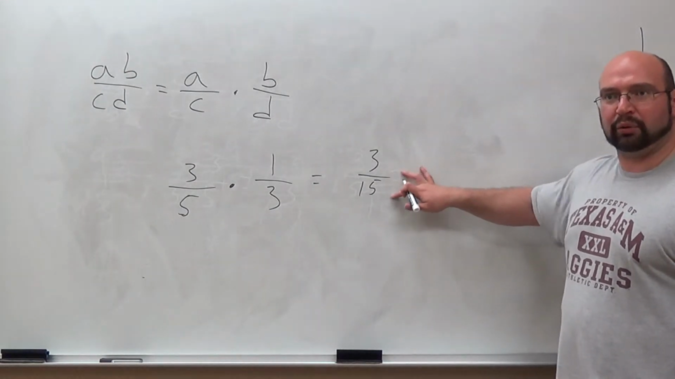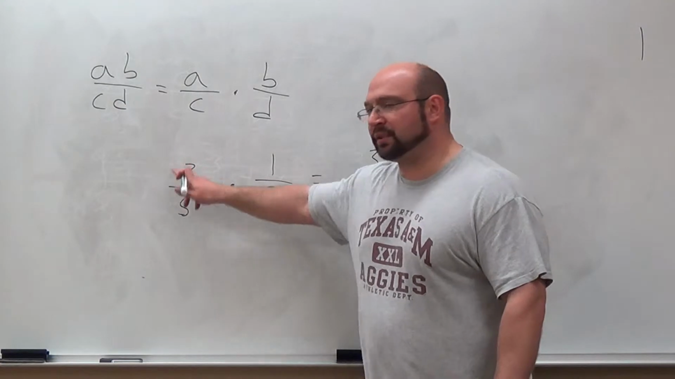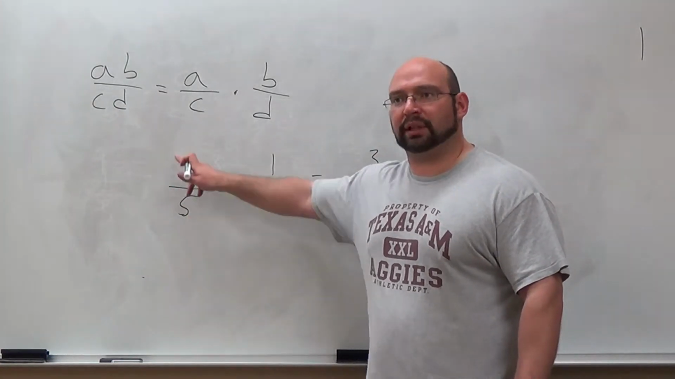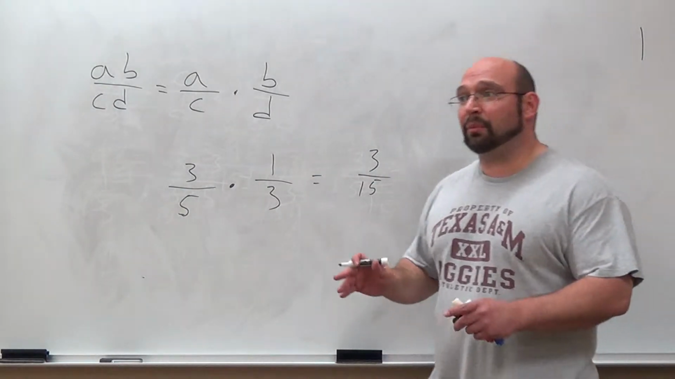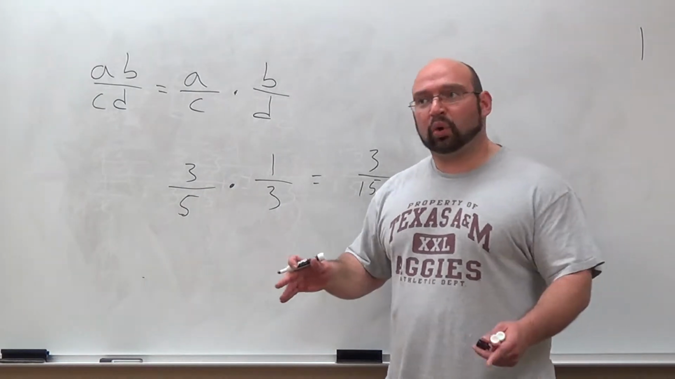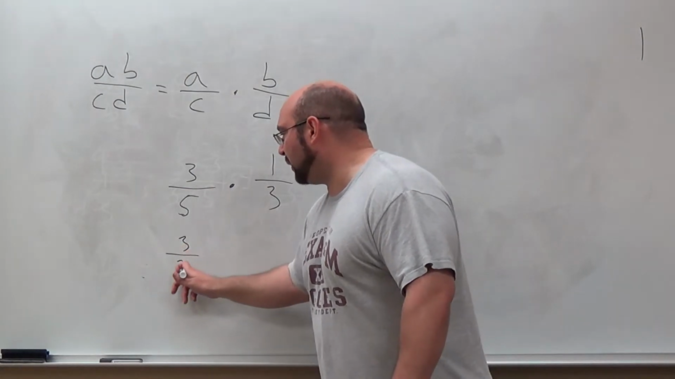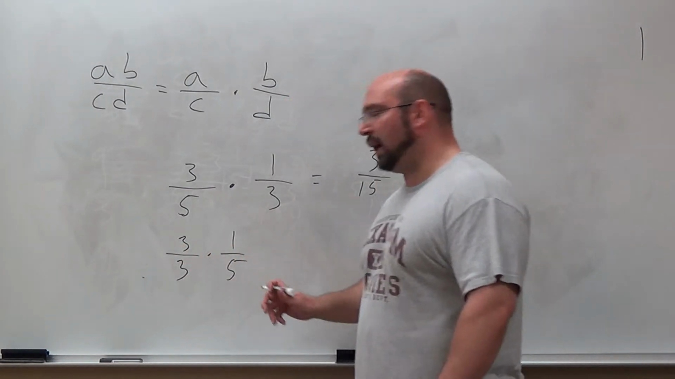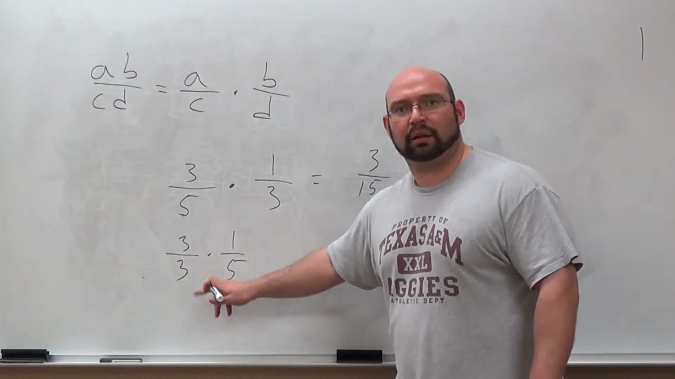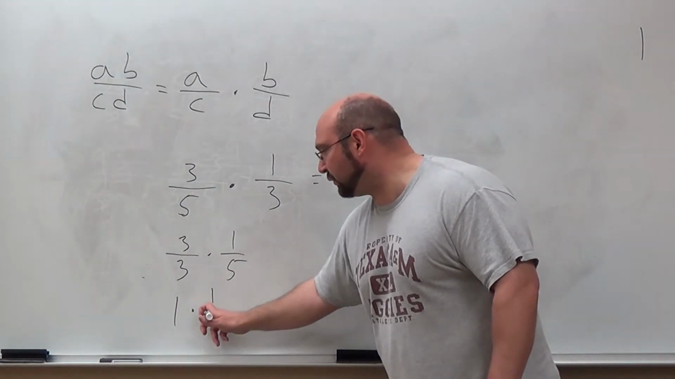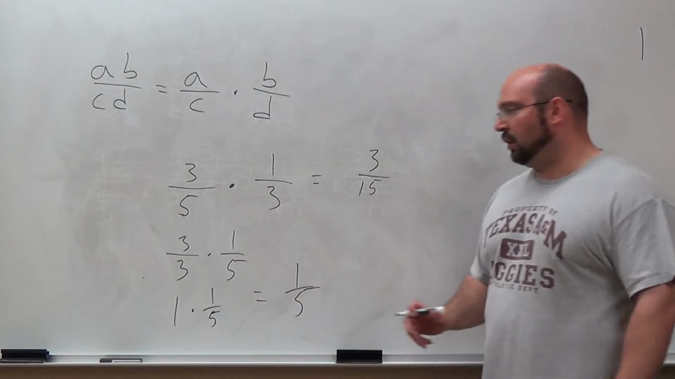Don't wait till you get here to reduce. Start the reduction in here. Can I reduce upsy downsies, right? I can't do any vertical reduction. 3 and 5 don't reduce. 1 and 3 don't reduce. But if I think about it, I said multiplication is commutative, right? So the order doesn't really matter. So I can also think of this as 3 over 3 times 1 over 5, right? Well, this 3 and this 3 reduce to 1. Does everybody see that? That goes to 1, that goes to 1/5. So I know that I'm dealing with 1/5, right?